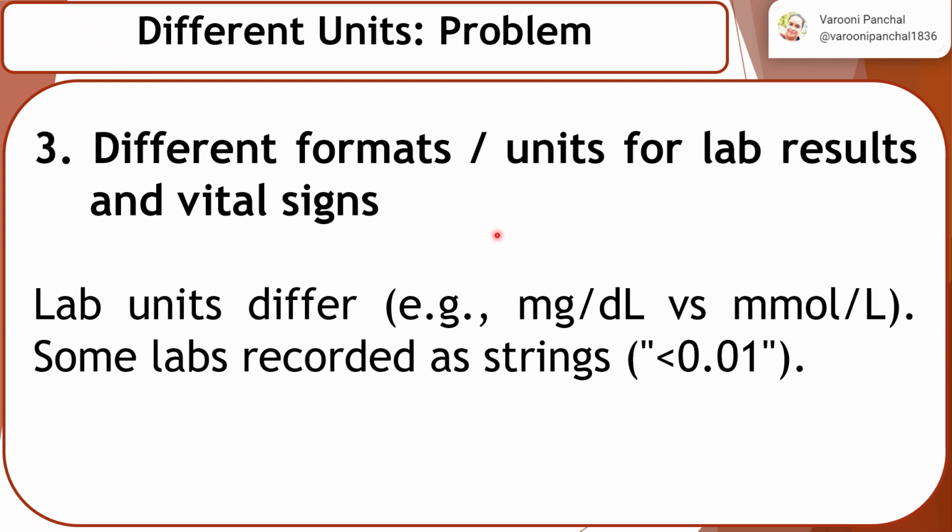Now here the question is, we are considering 12 different studies, right? So imagine how complicated it would be and how much data you will have. Now the lab units differ. Say for example, one specific lab test is in milligrams per deciliter, whereas in another study it is millimoles per liter. Now some labs are recorded as strings, like less than 0.01.